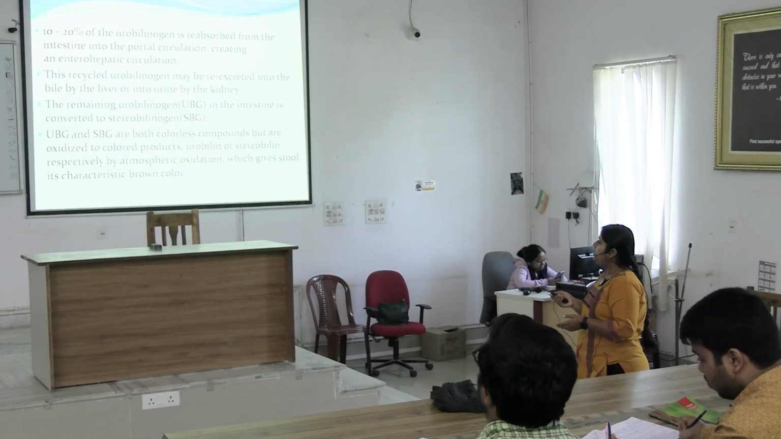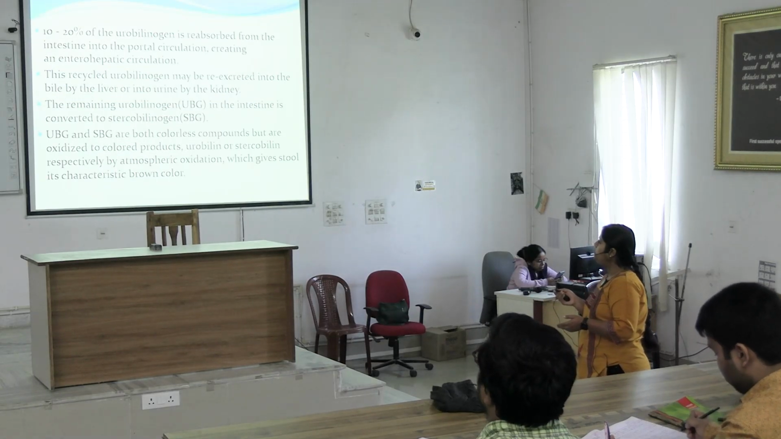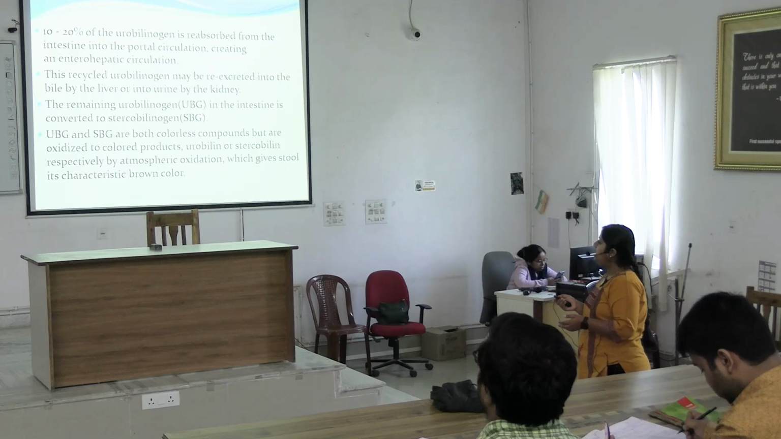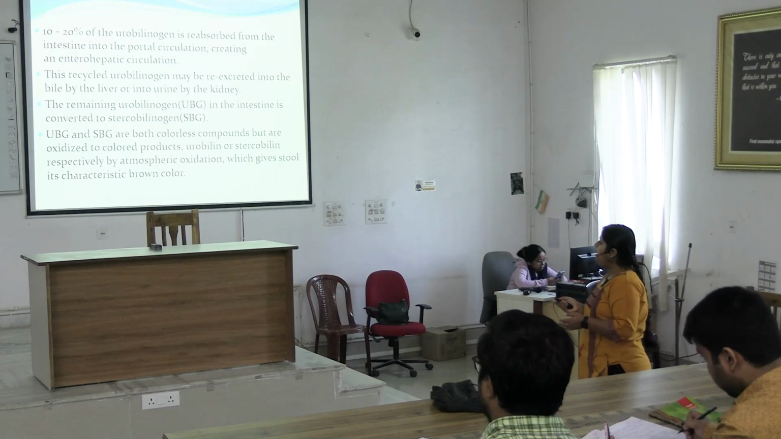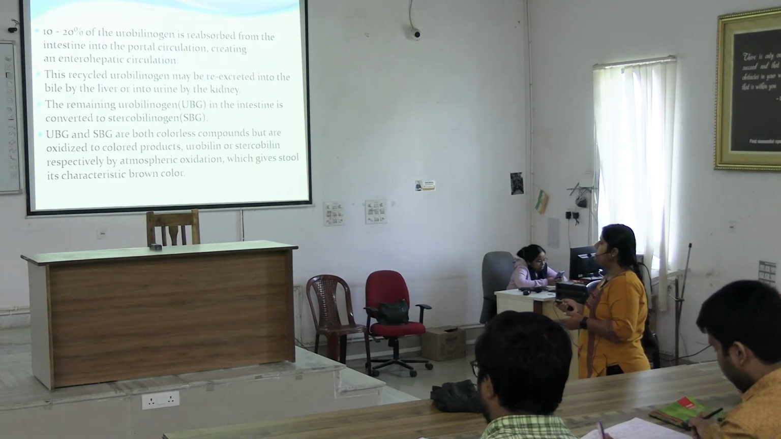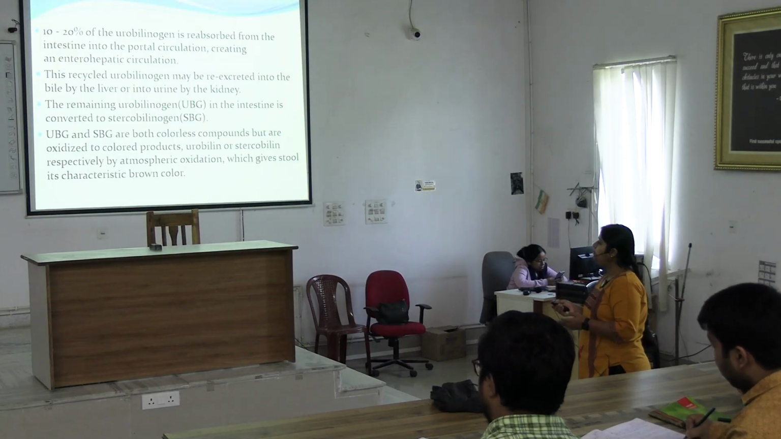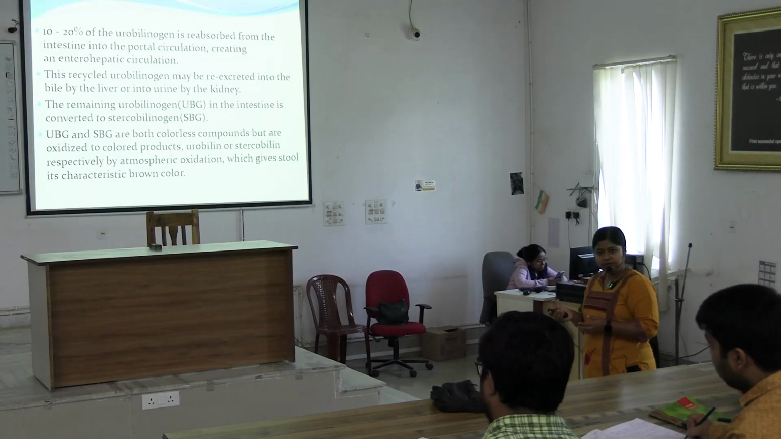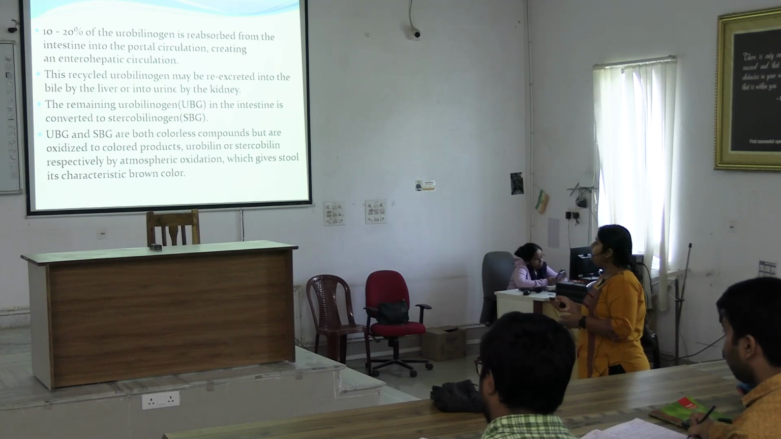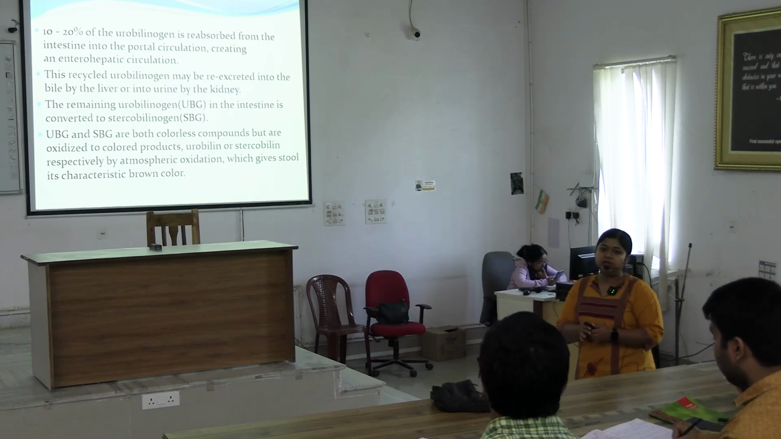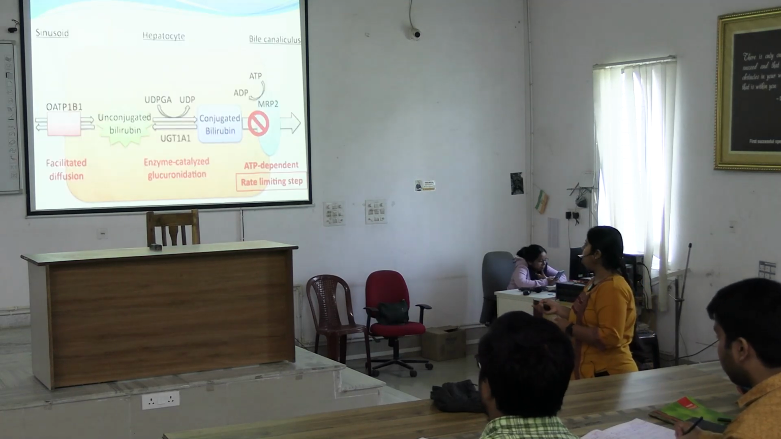Now see, the 10 to 20% urobilinogen that is reabsorbed comes into the portal circulation and into the enterohepatic circulation. This recycled urobilinogen may be re-excreted into the bile by the liver, and into urine by the kidneys. So what is enterohepatic circulation?